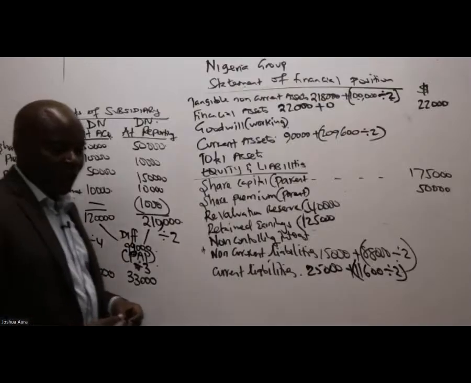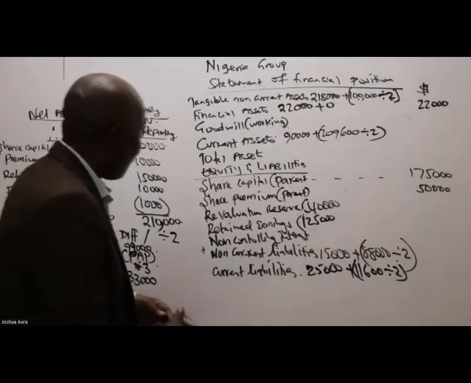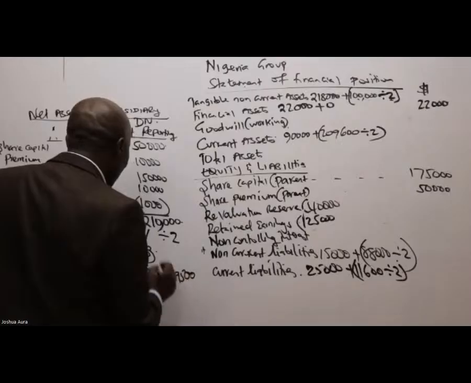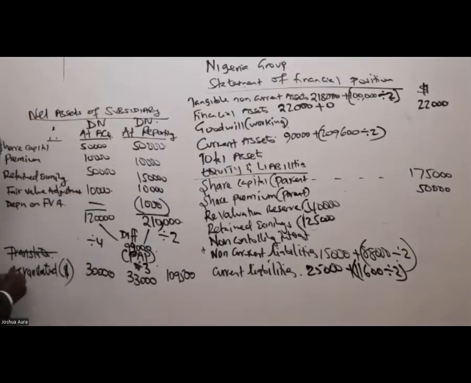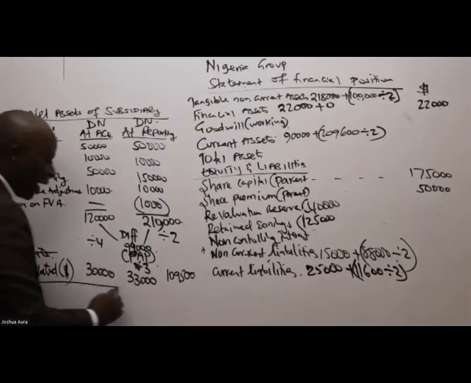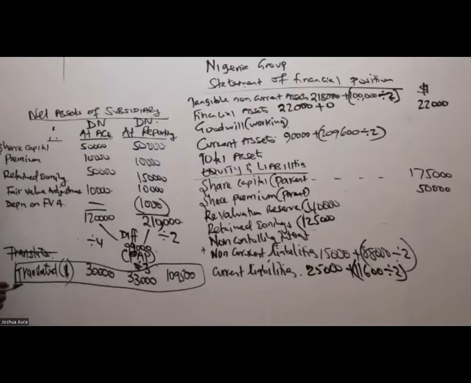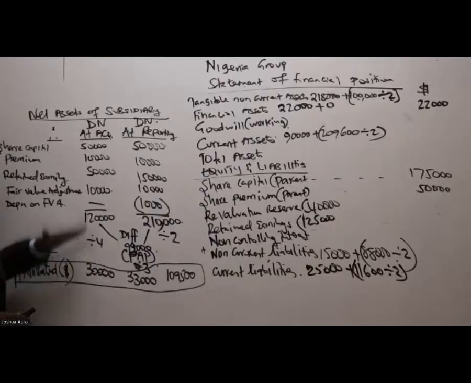109,500. So please take a yellow highlighter and highlight this entire thing. And the moment you highlight, please let me know that you have been able to highlight, because this now marks the end of our net assets.